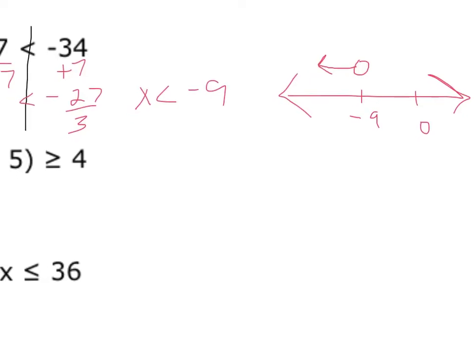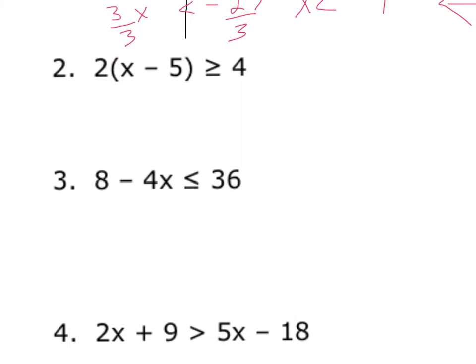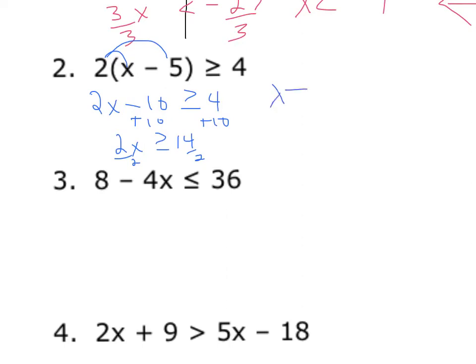Okay. Number 2, 2x minus 5 is greater than or equal to 4. We need to distribute first. So 2 times x is 2x. And 2 times negative 5 is negative 10. We're saying that's greater than or equal to 4. Now we're going to solve for x. So add 10 to both sides. And we get 2x is greater than or equal to 14. Divide by 2. And we get x is greater than or equal to 7.